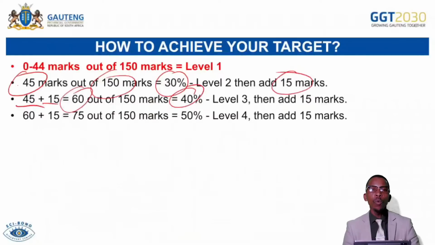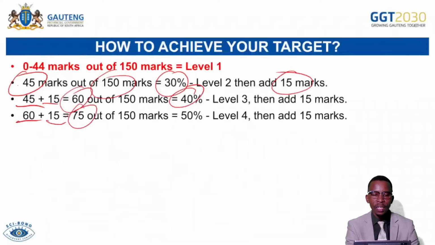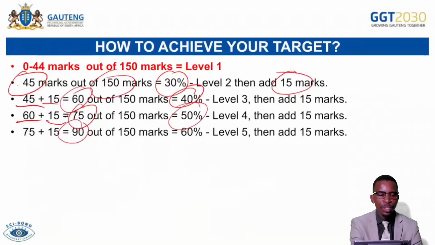And then if you want to achieve further to 50%, you will then be adding 15 to that 60 mark that you achieved. So it's 60 plus 15. You get 75 over 150. That is 50%. That's level 4. So that will assist you. Ensure that whenever you move from one scale to another, you know that you must always add 15 marks to achieve the next target. And then also 75 plus 15 takes you straight to 90.